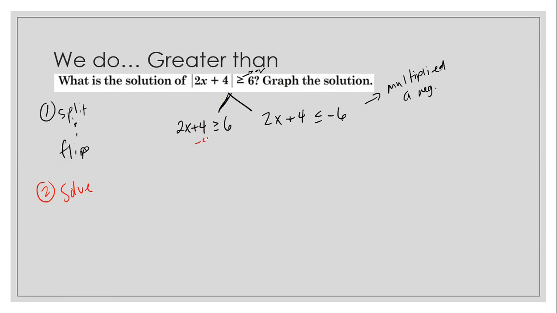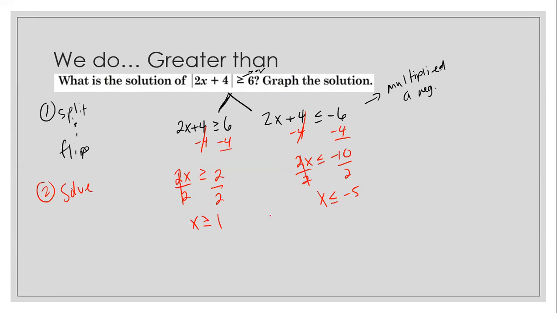So I'm going to subtract 4. That gives me 2x is greater than or equal to 2. Divide by 2. And that gives me x is greater than or equal to 1. Repeat the same process. Subtract 4. I get 2x is less than or equal to -10. Divide by 2. And I get x is less than or equal to -5.